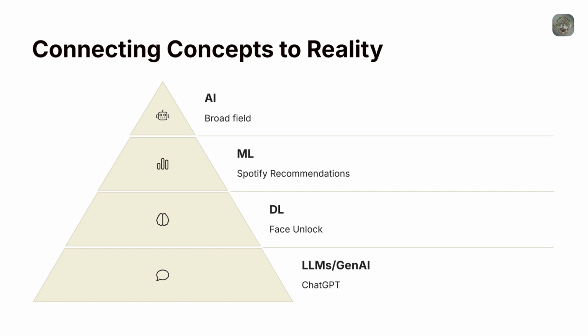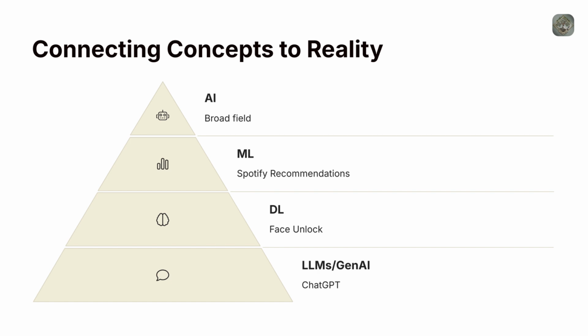Let's reinforce the hierarchy. AI is the broad field. ML learns from data within AI. DL uses neural networks within ML, and LLMs. Generative AI are often applications of DL. How does this help interaction?